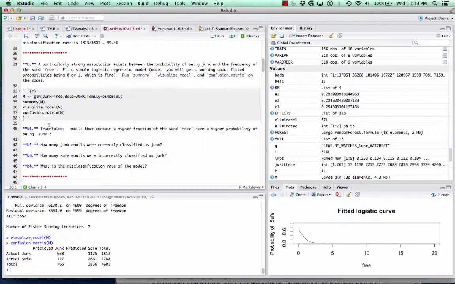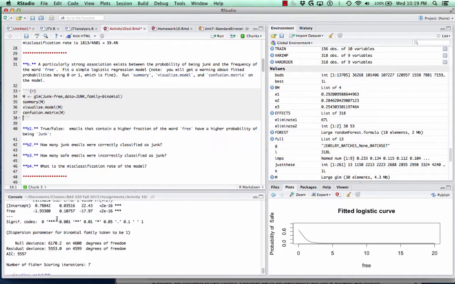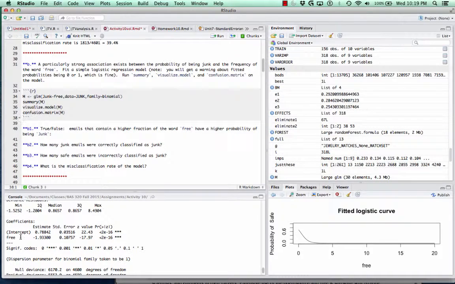Alright, B1 says true or false. Emails that contain a higher fraction of the word free have a higher probability of being junk. Alright, so to answer this question, what I need to do is look at the coefficient of my predictor in the logistic regression model. So remember, safe comes last alphabetically, so that's our level of interest, and that's going to be the level that the model predicts the probability of.